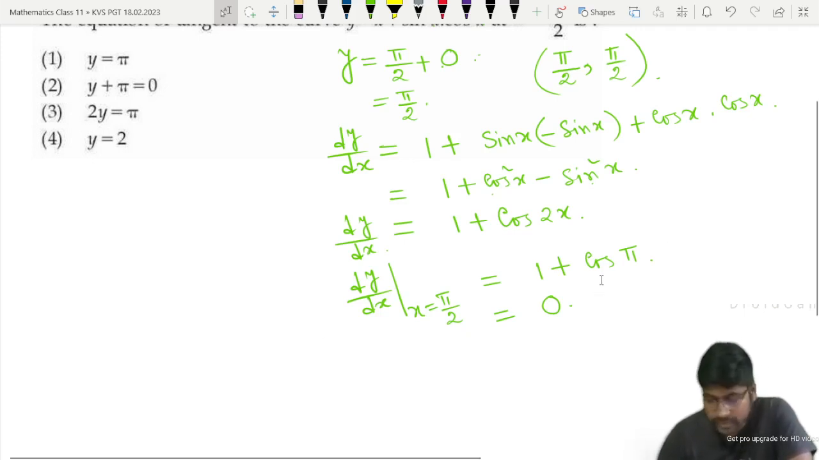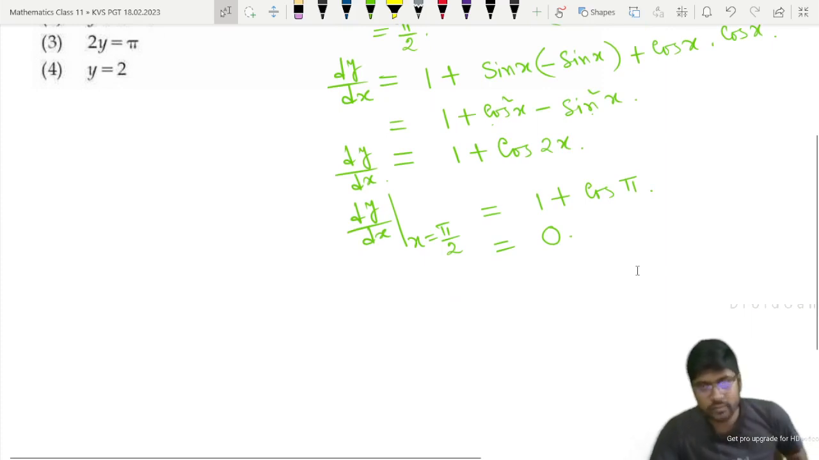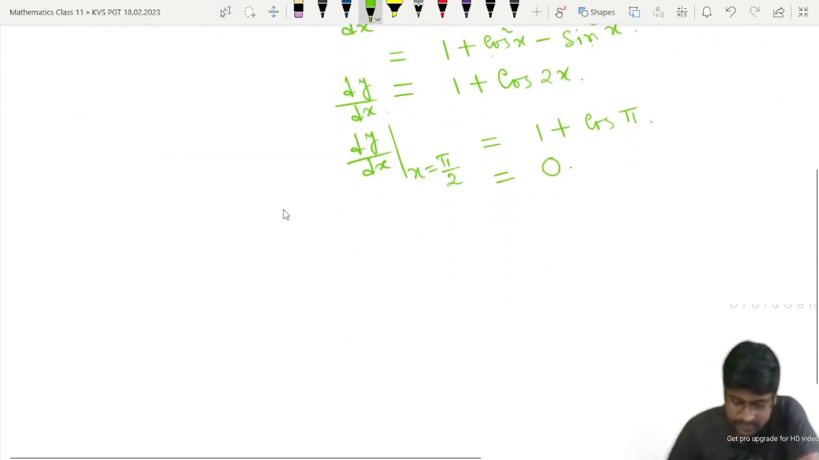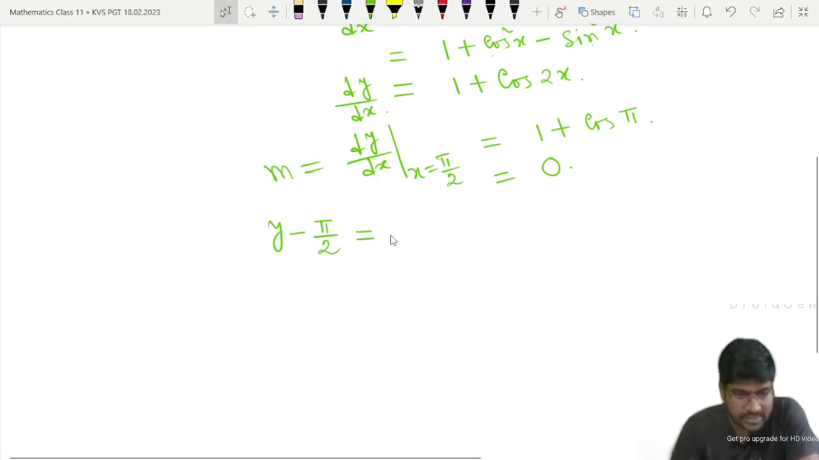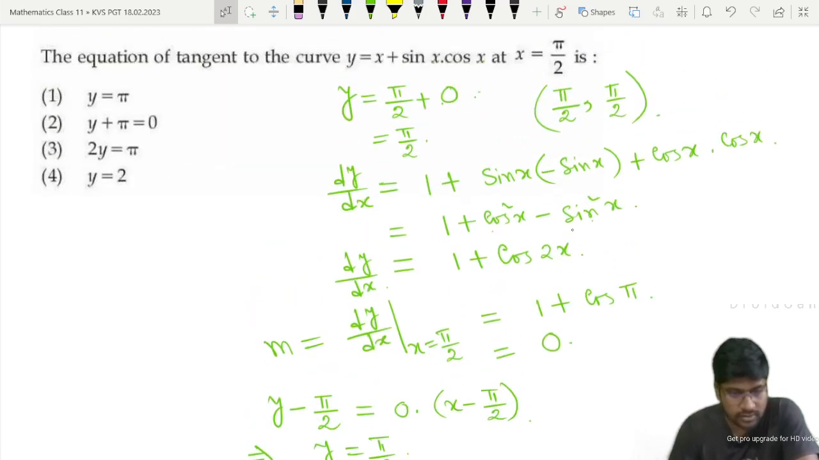So what will be the slope of the tangent then? Slope of the tangent is 0. That means it will be parallel to the x-axis. So then what will be the equation of the tangent? y minus y1 is equal to m into x minus x1, where m is the slope, so 0 into x minus x1. So that is nothing but y is equal to pi by 2. That is the equation of the tangent.